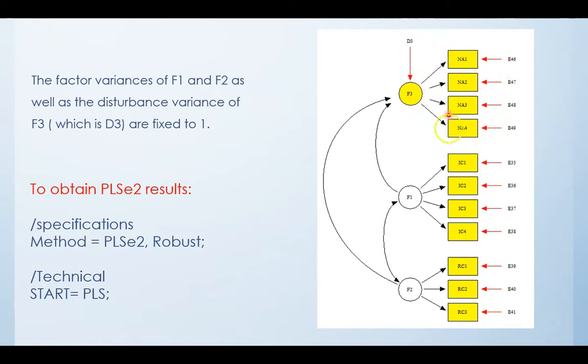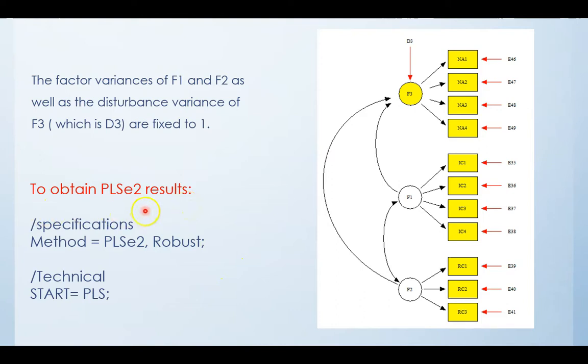Note that we don't have any scaling items in this application, and the variance of factor 1, factor 2 and this disturbance variance have been fixed to 1. So it's always a good idea that we fix the variances of the predictor factors and also the disturbance variance of the outcome factors to 1 and allow the factor loadings to be estimated when we would like to estimate the model based on the PLSe2 methodology.